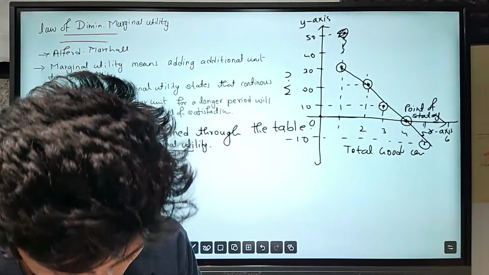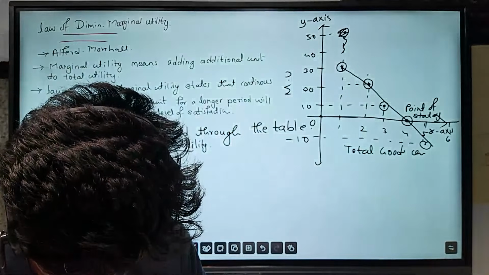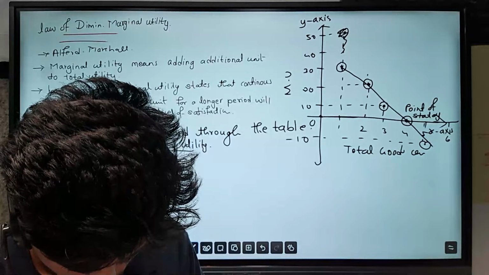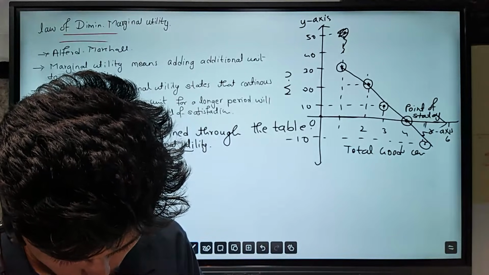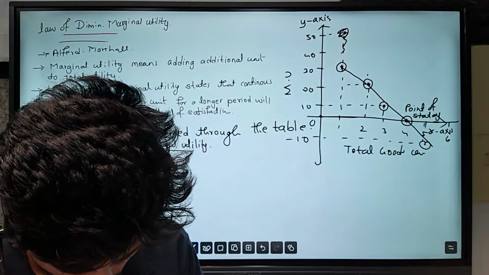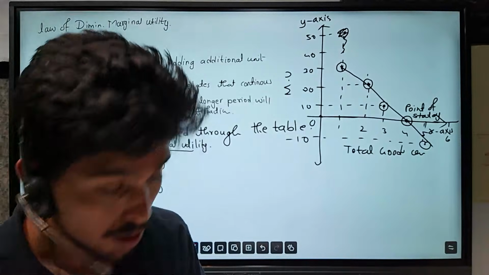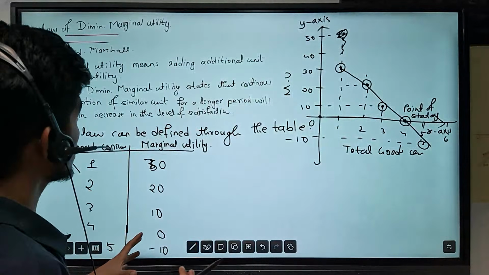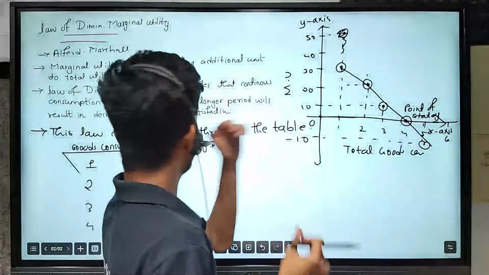Then you have to write. Now you have to explain this graph. After writing this, you are not done. This question is for 6 marks. You cannot leave it like this.